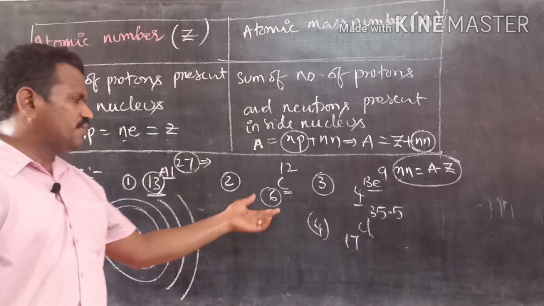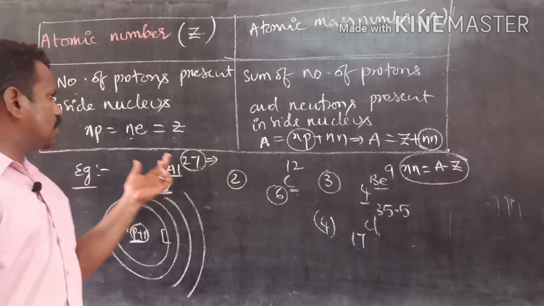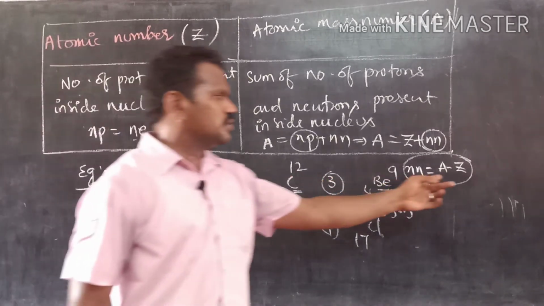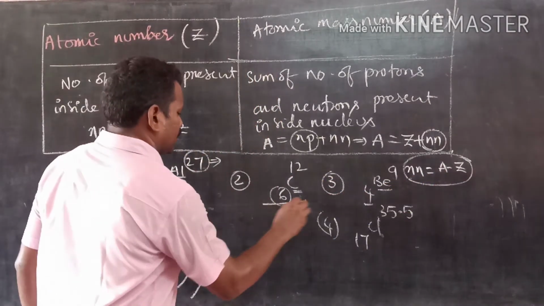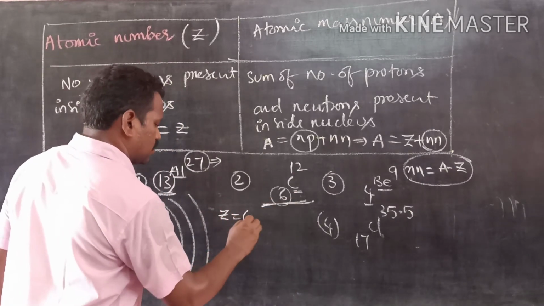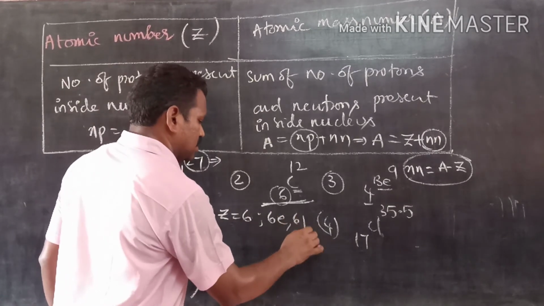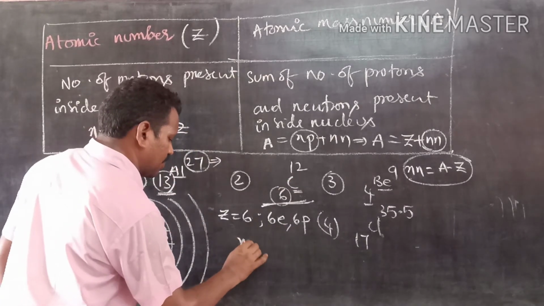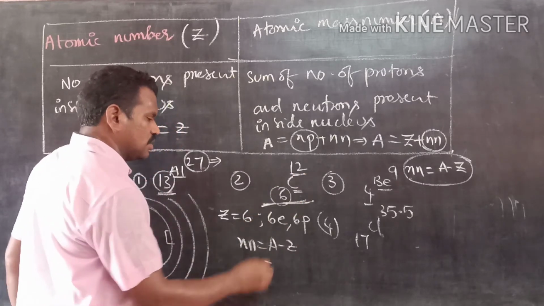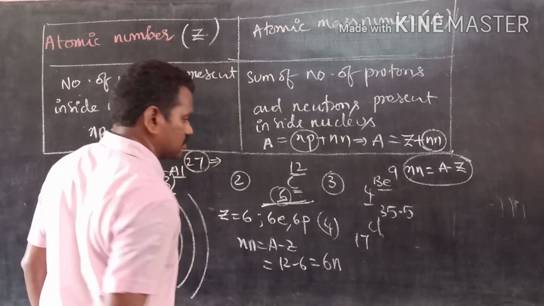This means if you know an element's representation, we can find out how many electrons, how many protons, and how many neutrons are there. For example, carbon 6C12, where atomic number Z is equal to 6, means it contains 6 electrons and 6 protons. The number of neutrons Nn is equal to A minus Z. Here A is 12, Z is 6, so it becomes 12 minus 6, that is 6 neutrons.